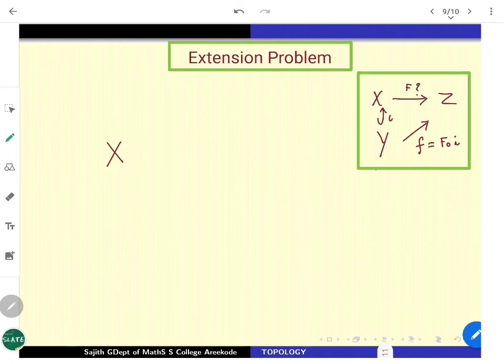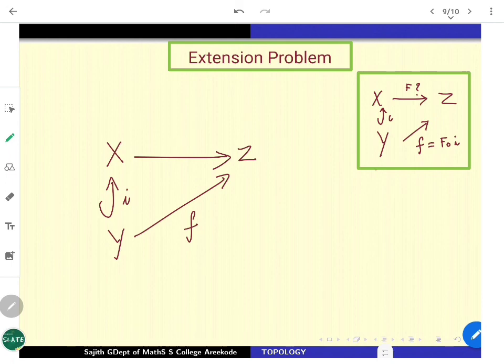Suppose X is a topological space. Now, if Y is a subspace of X, and we have the inclusion map, obviously. Then suppose we have a function on Y. I may take a set Z with some topology, and if I have a function f from Y to Z, so the natural question is that, can you extend this function to X? That is what the natural question is.